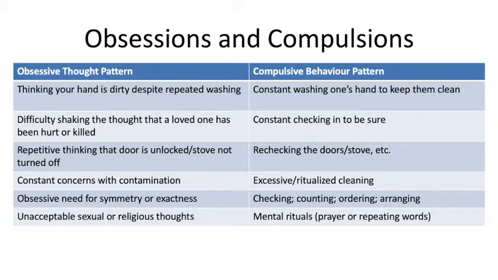So these mental rituals often include prayer or repeating certain words that are associated with a religious meaning or a religious symbol. Okay, so the obsessions can take on a lot of different forms, and the compulsions or the compulsive behavior is typically intended to reduce the anxiety associated with having the obsessive thought to begin with.